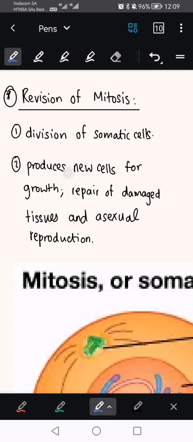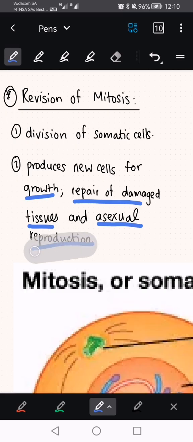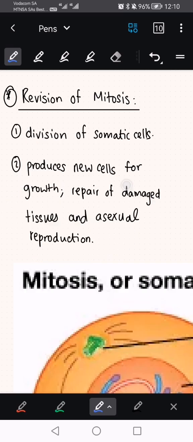And the purpose here of mitosis is to produce new cells for growth, repair and replacement of damaged tissues, and asexual reproduction. Last year in grade 11, when we did bacteria, fungi, protists, and all of those in the microbiology, all those microorganisms, we normally referred to something known as binary fission. And that was asexual reproduction, right? And that is what mitosis also assists with, right? Asexual reproduction.